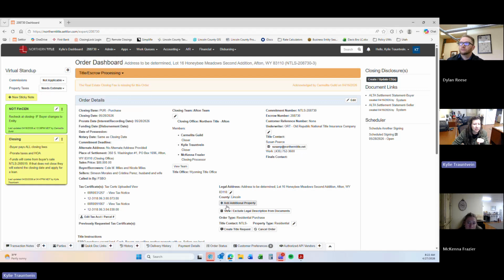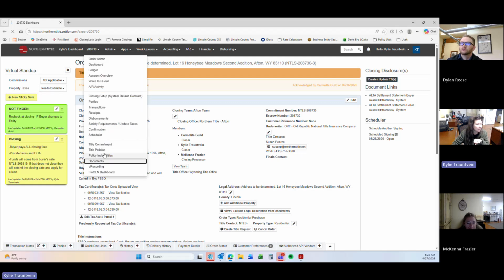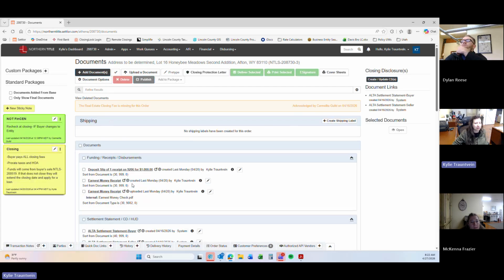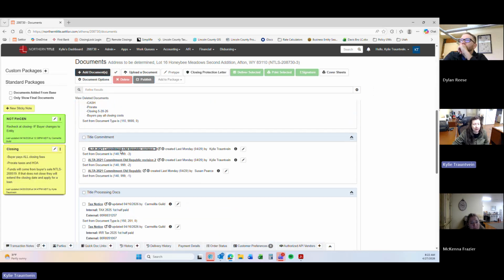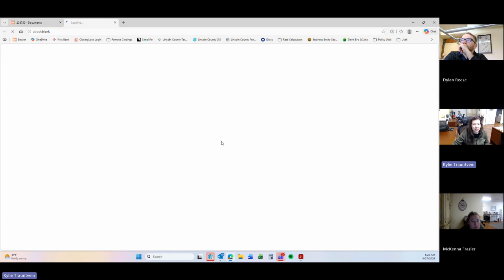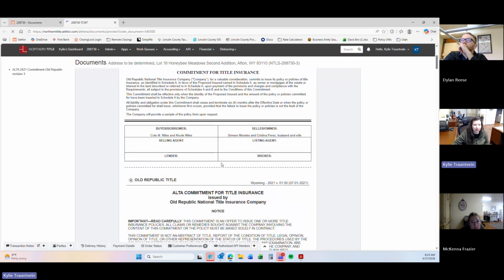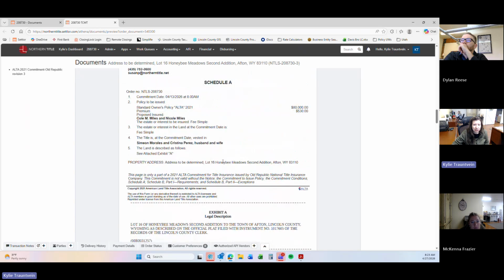So, looks like this one is a cash deal, so we're only going to have an owner's policy because we don't have a lender that we need to issue a policy for. But in our commitment, it will specify what kind of owner's policy we're issuing. So here on our Schedule A, where the owner's policy is listed, we've got a standard owner's policy. So that's just our normal owner's policy. That's what we issue most often here in Wyoming.